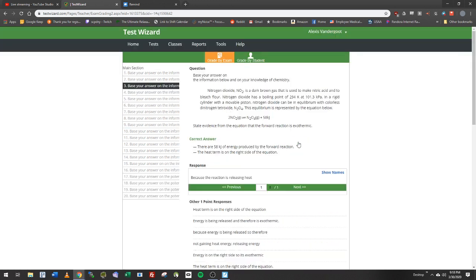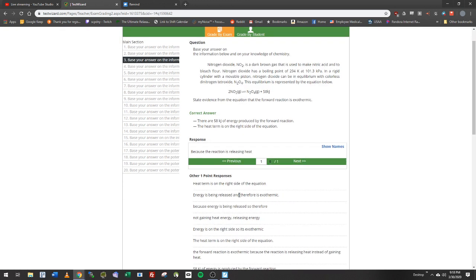So let's take a look really quick at things I accepted. Heat is on the right-hand side. Energy is being released. It's exothermic because you're talking about the releasing process. Energy is released there. Okay, so I'm accepting most of the time that energy is being released, even though it's not directly from the equation. It's a little bit of a stretch.